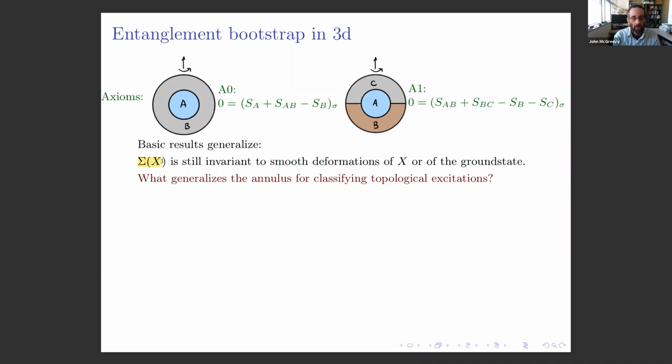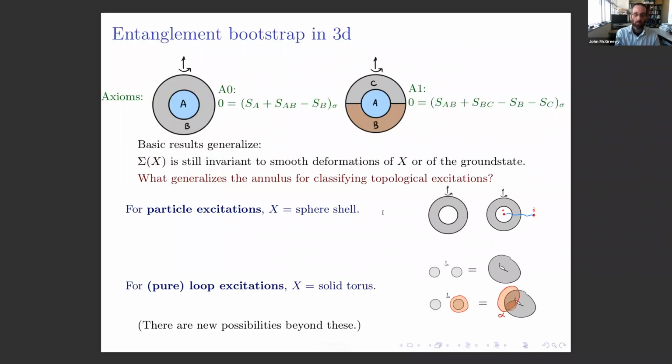So in particular, the information convex set is still an invariant of both smooth changes of the region X or of the representative reference state of the ground state. And so a very natural question to ask is, what is the generalization of the annulus, which identifies all of the topological excitations? And actually, this turns out to be a long story. Let me start with 2 examples of spaces which label such topological excitations. This will be enough to keep us busy for a little while.